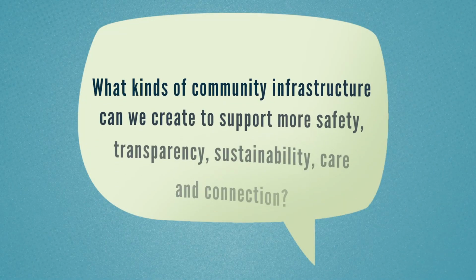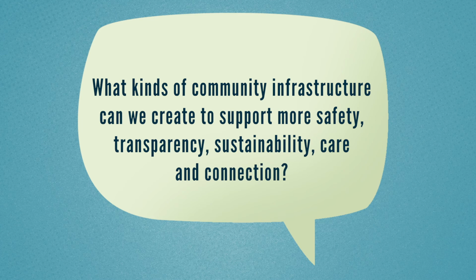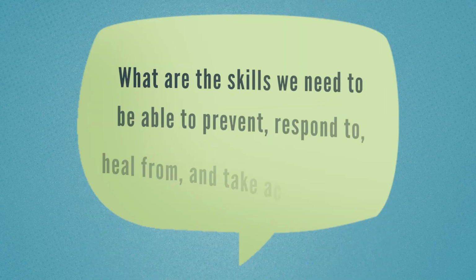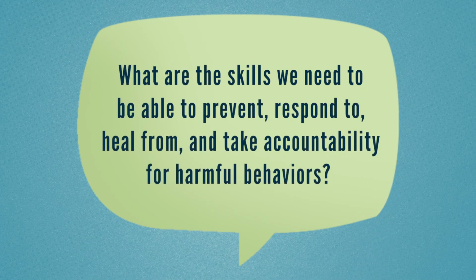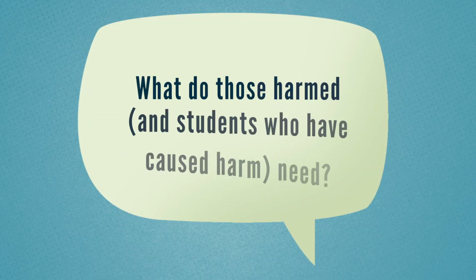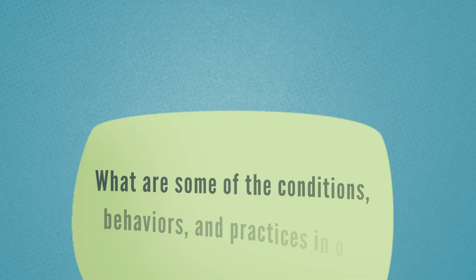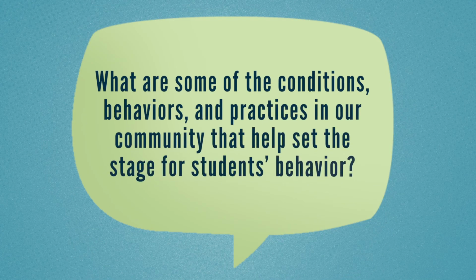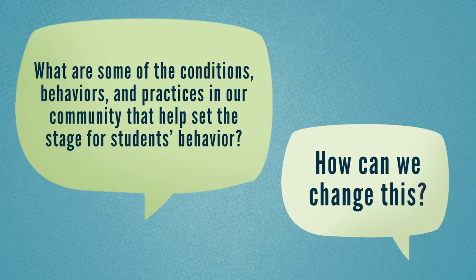In the end, we need to move towards the kind of justice that not only transforms us as people, but also transforms the culture. So no matter where you are in your journey today, ask yourself, what kinds of community infrastructure can we create to support more safety, transparency, sustainability, care, and connection? What are the skills we need to be able to prevent, respond to, heal from, and take accountability for harmful behaviors? What do those harmed and students who have caused harm need? What are some of the conditions, behaviors, and practices in our community that help set the stage for students' behavior, and how can we change this?